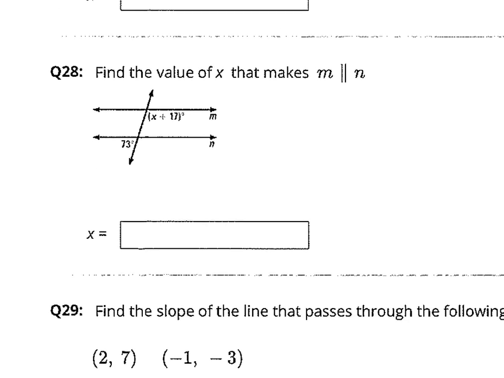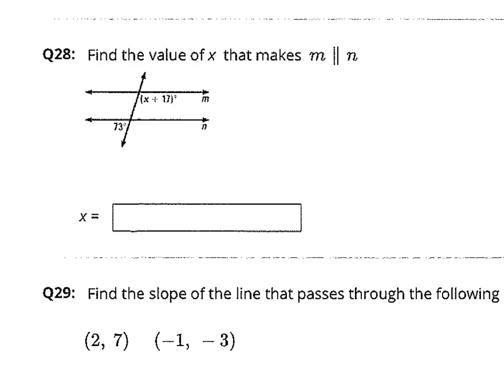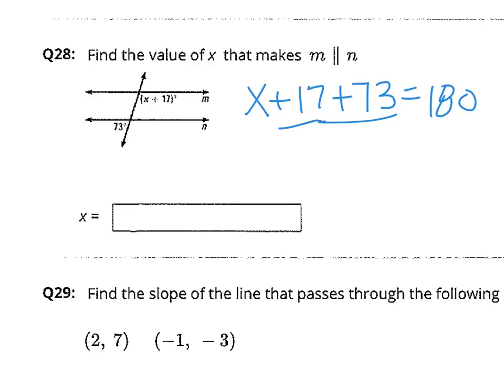We want to also find the value of x in number 28. Okay. So what we want to do here is, I definitely want to help you out here. We're going to take x plus 17 plus 73 and set it equal to 180. Make sure you combine your like terms first before you move it away from x.